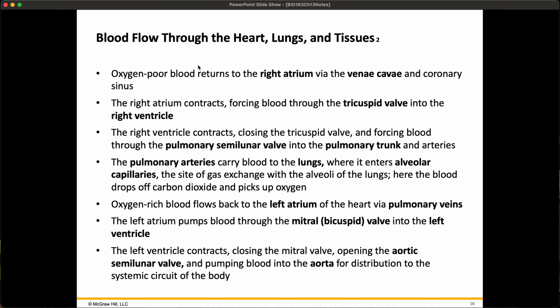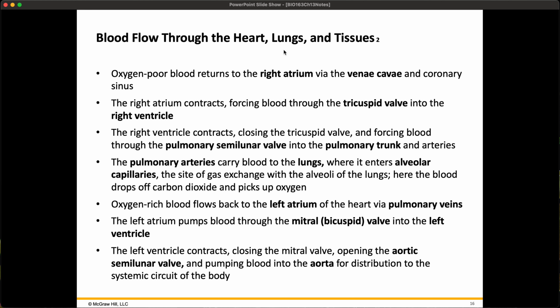So let's walk through the step-by-step flow of blood through the heart. Again, I'm going to do this kind of quickly because we did go over this in lab, and this is something that you really need to just study by rote. It's not hard, and I think reading it out might make it a little bit more tricky than watching a video. So oxygen-poor blood starts in the right atrium.